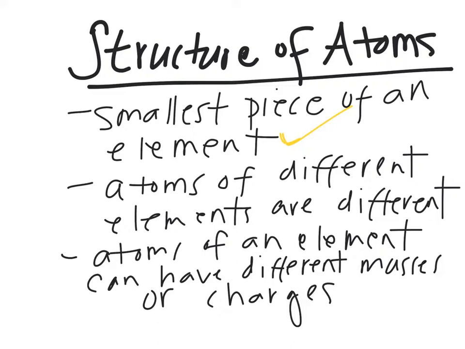And the atoms of any particular element can have different masses or charges and still be that element. So for example, I could have two samples of the element oxygen, and they could have different masses from one another. Each atom within those two different samples could be different in their mass. They could also have different charges. So I could have one atom of oxygen that has no charge, and another atom of oxygen that might have a negative charge, but it's still oxygen.